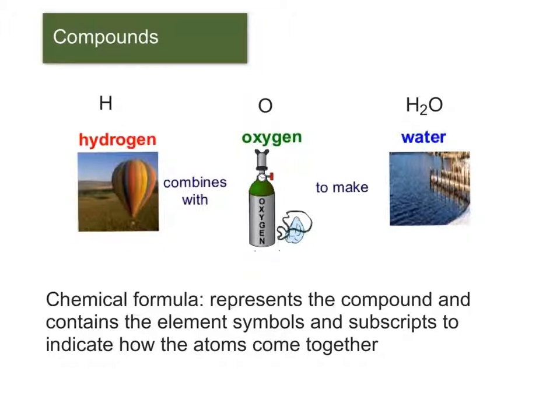So a chemical formula includes the symbols for both of the elements, and then it also includes what we call a subscript, which means it's a number that's written down lower and a little bit smaller for the number of atoms of each type of element that are present.